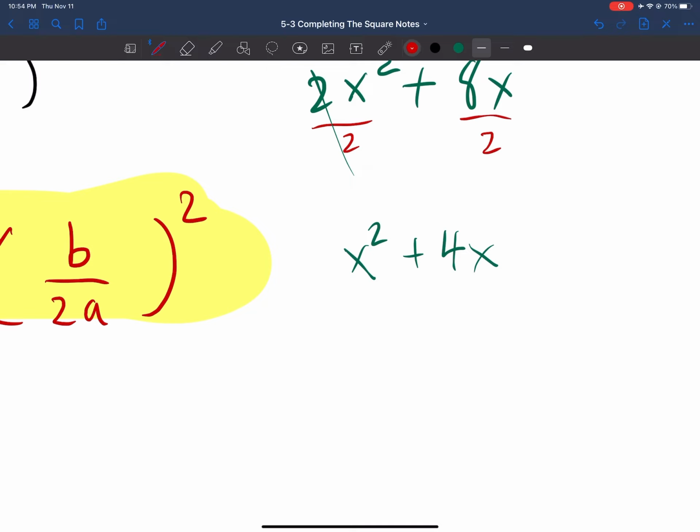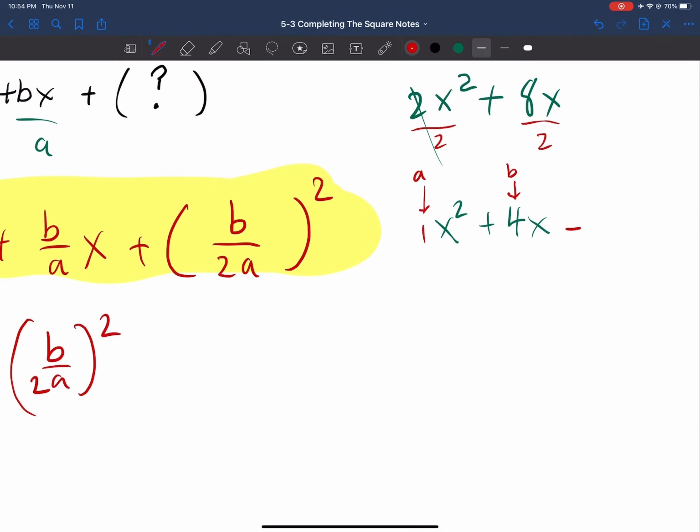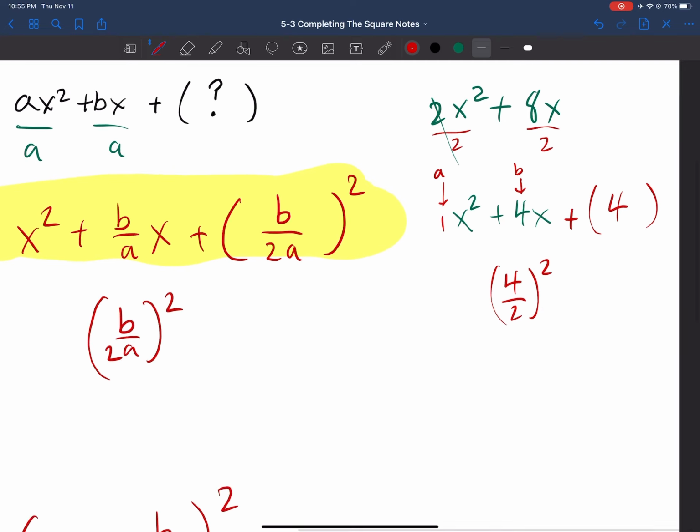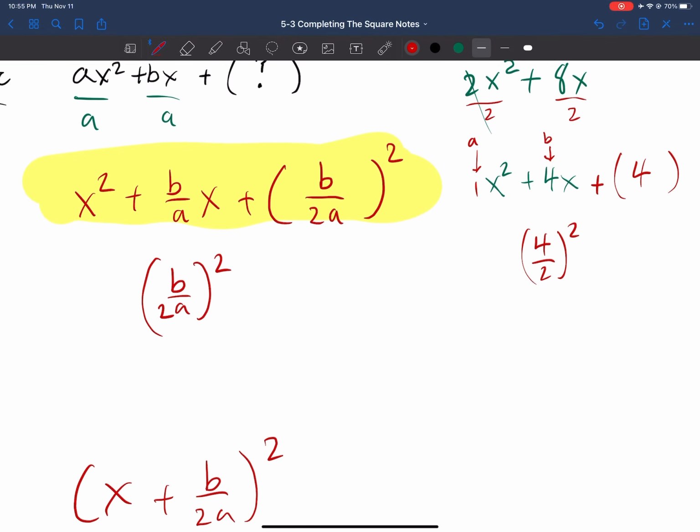Now I have a new a. A is 1, and b is 4. So that's b, this is a. What I want to add to this thing is I take the middle term, 4, halve it, and square it, and whatever I add to this thing will inherently make it a perfect square trinomial. So that is going to be 4 divided by 2 is 2, 2 squared is 4.